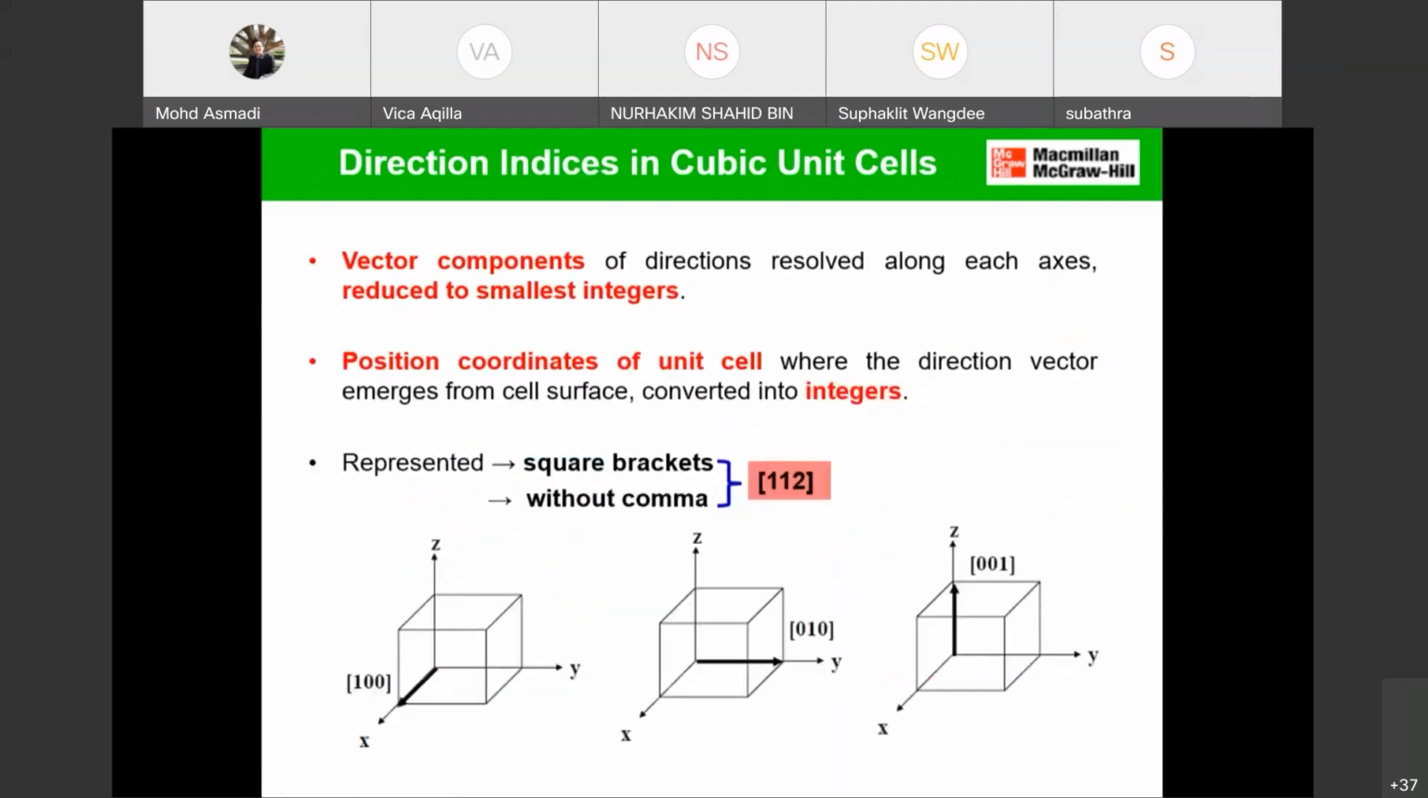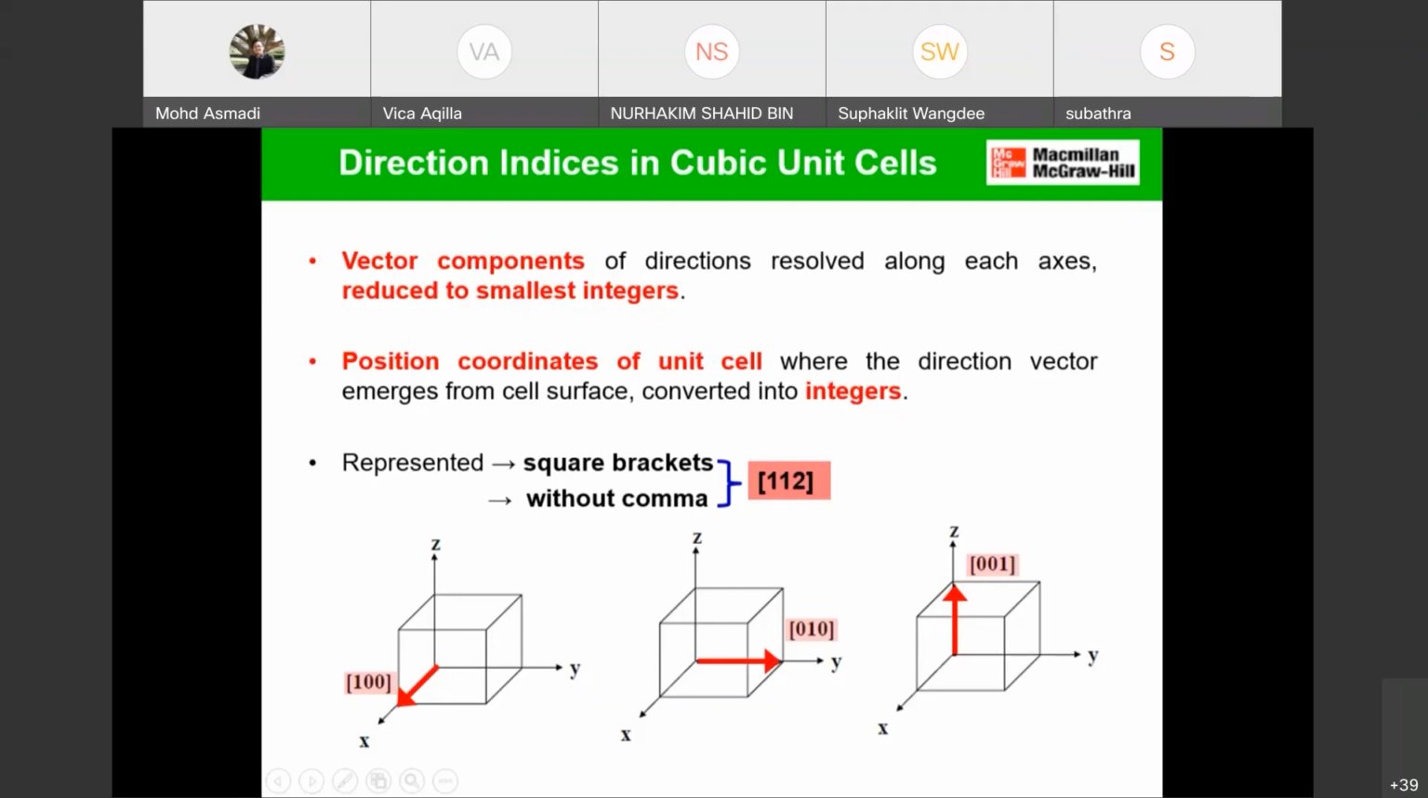So for vector components, directions are represented in brackets without a comma. Please remember, if you make it another bracket with the half circle, that one is not correct. That one is for the Miller indices. The red arrow shows the direction of each atom on the x-axis, y-axis, and also z-axis.